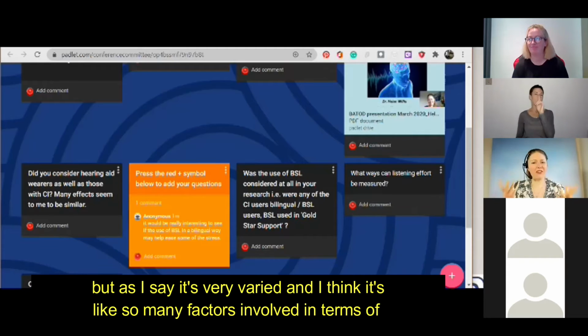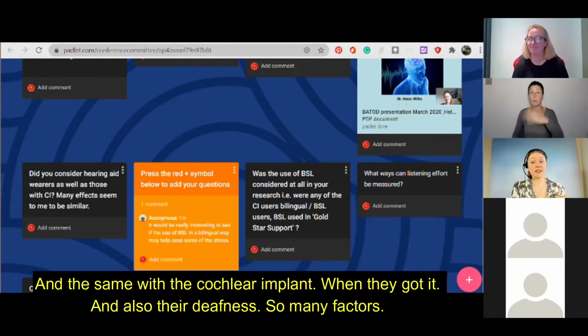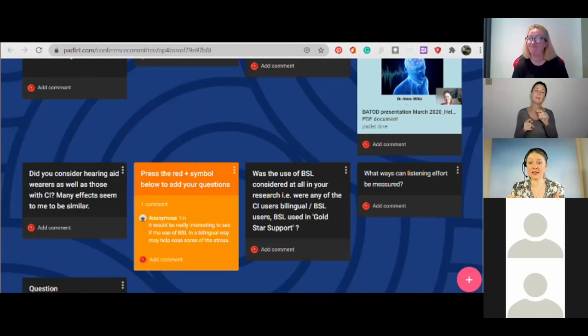But to say it's very varied, and I think there are so many factors involved in terms of whether they're brought up with sign language, or whether they learned it later on, and the same with the cochlear implant when they got it, and also their deafness. So many factors. So it's basically just trying to find the best support for the individual person.